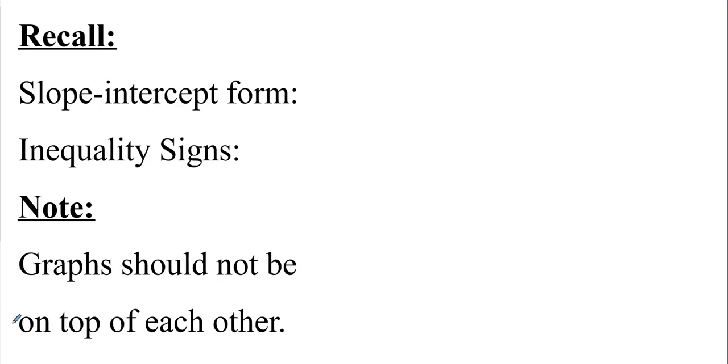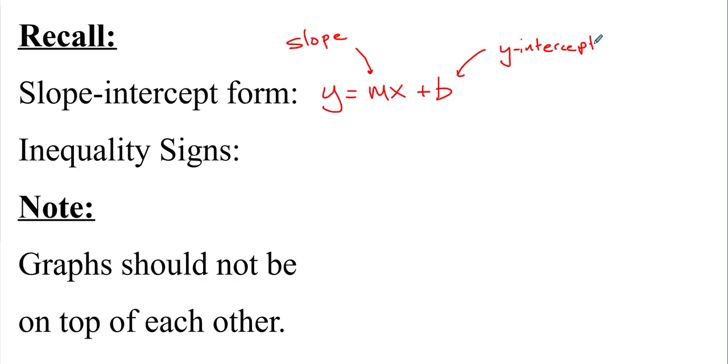So we do need to recall slope-intercept form. Remember, this is our y equals mx plus b, and it's important not to just know it, but to know what these parts mean. Remember, this m is our slope, and this b is our y-intercept. We're going to be using this to graph these linear functions.